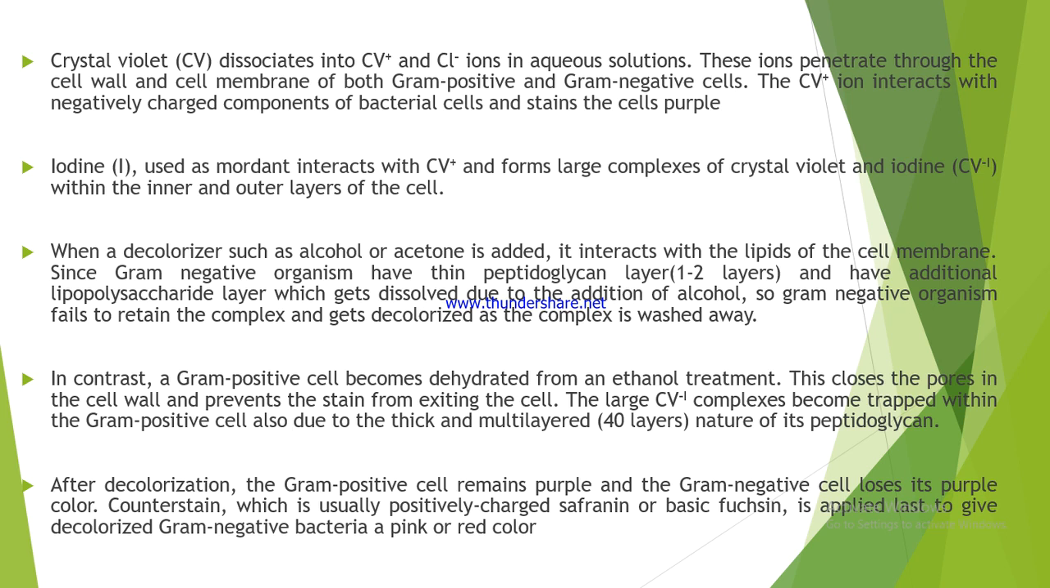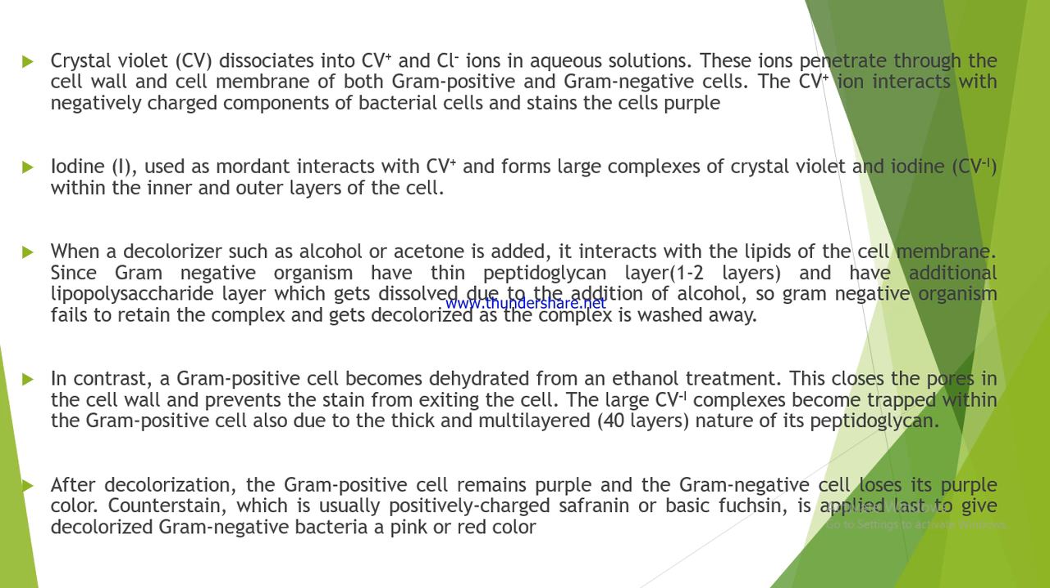Next, when we add the decolorizer, that is the alcohol, it interacts with the components of the cell wall of both gram positive and gram negative bacteria. In the case of gram positive bacteria, addition of alcohol leads to the shrinkage of the peptidoglycan layer and clogging of the pores present in the cell wall, resulting in the crystal violet being retained and fixed inside the peptidoglycan layer of the cell wall of gram positive bacteria.